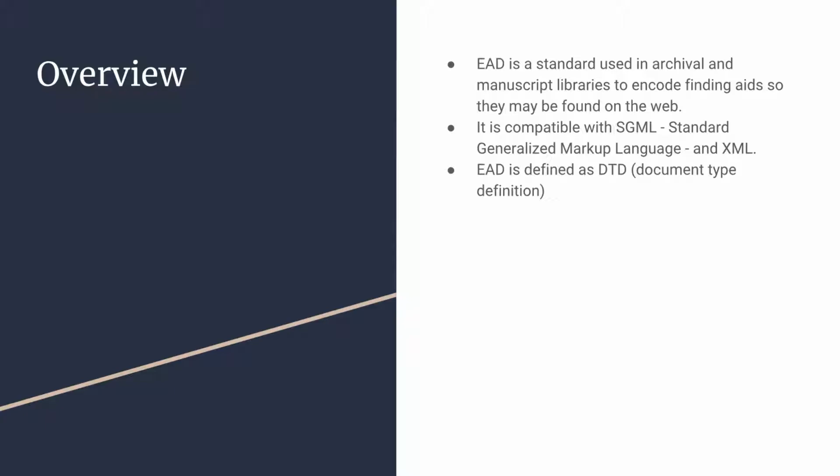EAD is compatible with SGML, Standard Generalized Markup Language, or, most popular, XML. EAD is defined as a DTD, or Document Type Definition, which is a template that sets out the format and tag structure of an XML or SGML compliant document. EAD is important because it has created a national standard for organizing finding aids online, thus connecting repositories and researchers.